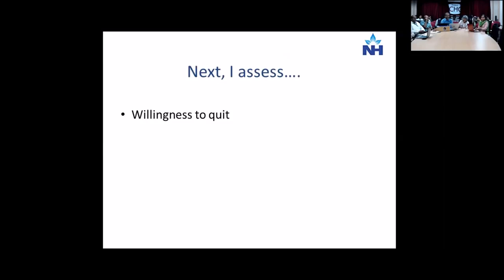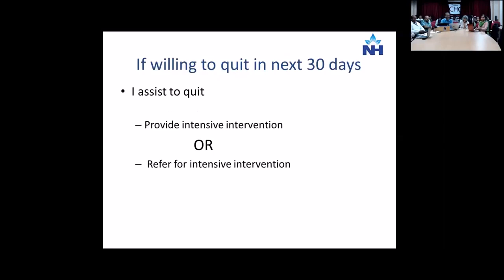I next assess their willingness to quit. And if a person is willing to quit in the next month or so, I assist them to quit. And there are two ways. I either provide the intensive intervention if I have a lot of time. There are some days when I'm freer. And on other days, I refer them to the tobacco cessation clinic for intensive intervention.